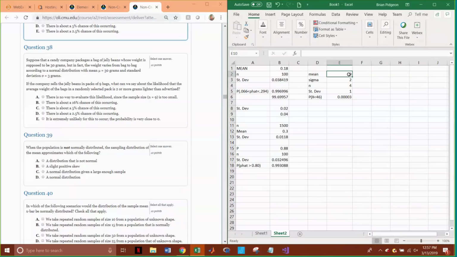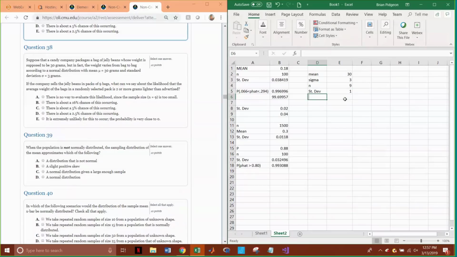So we're specifying the mean of the bags is 30, the population standard deviation is 3, and in this case n is 9. And so once again, let's just calculate the standard deviation. Well, it's just going to be sigma divided by the square root of n, 3 divided by the square root of 9, which is once again 1.